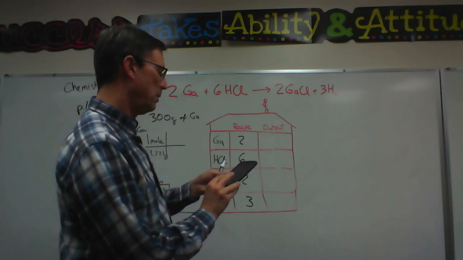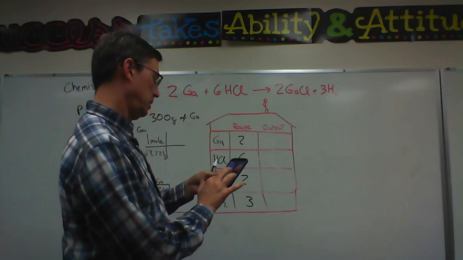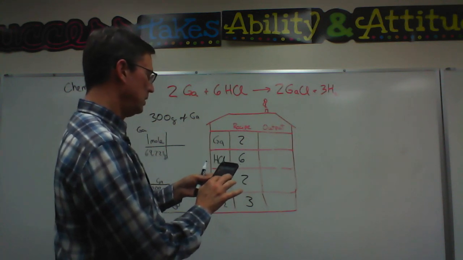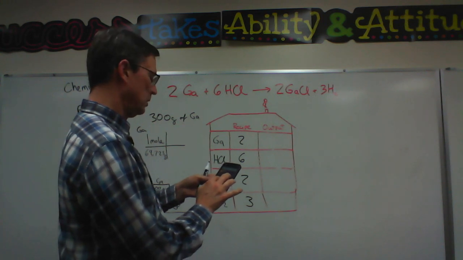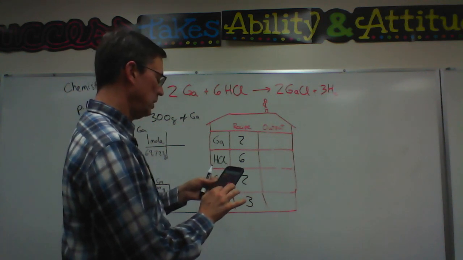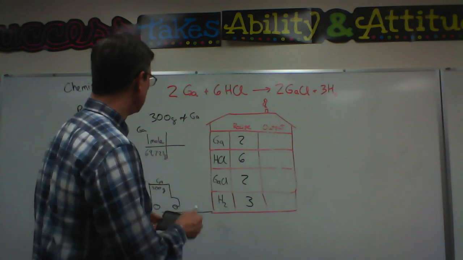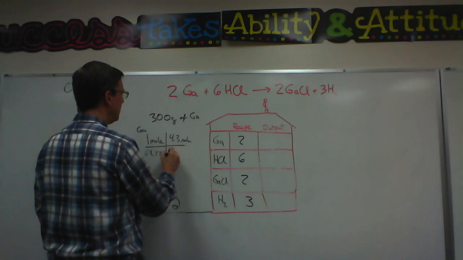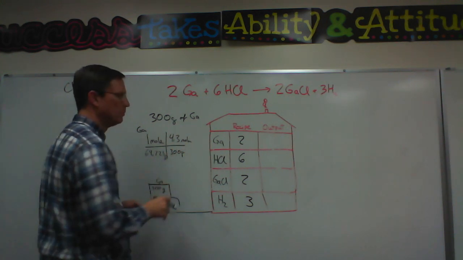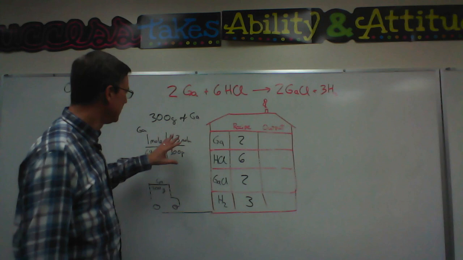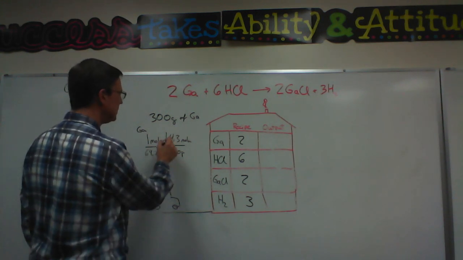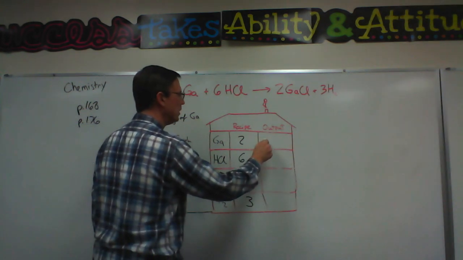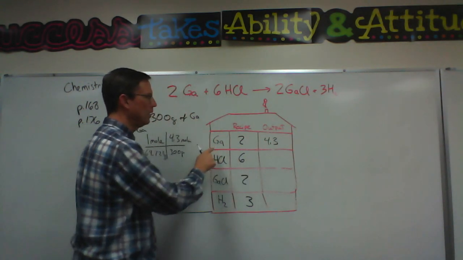Let me grab my calculator here. And we'll do 300 divided by 69.723, and we'll get 4.3 moles, and that was the 300 grams. Okay, are you with me? Okay. So this is the same as 4.3 moles. So now he can deliver 4.3 moles of gallium.